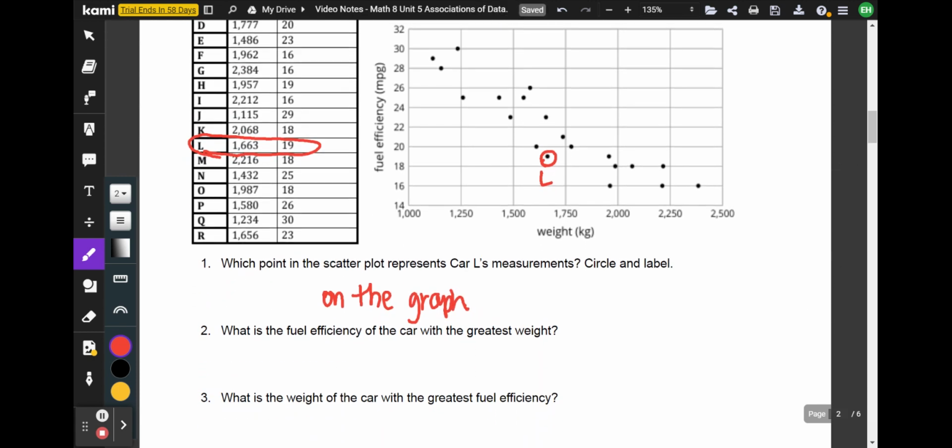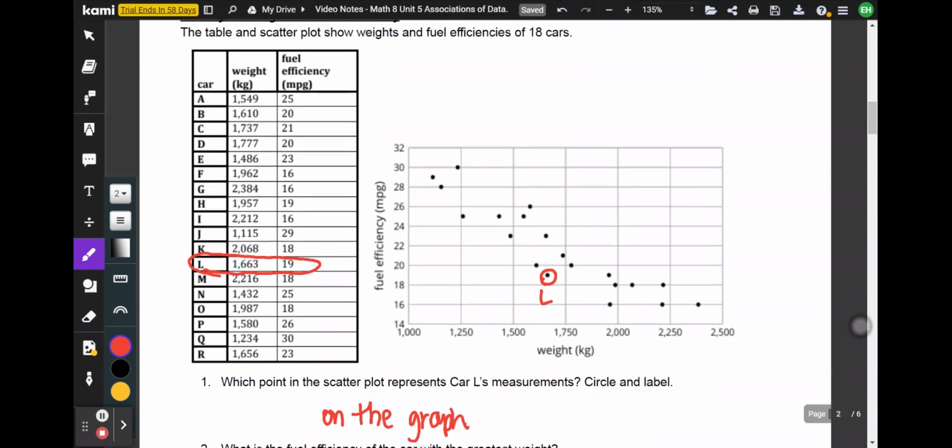All right, number 2, what is the fuel efficiency of the car with the greatest weight? So let's look for the car with the greatest weight in the graph and the chart. So for me, I think it's this one right here. So that's our greatest weight.